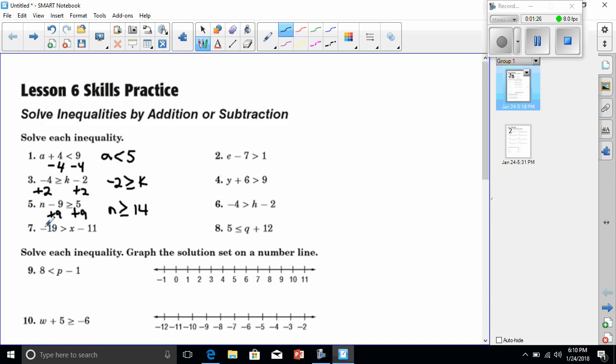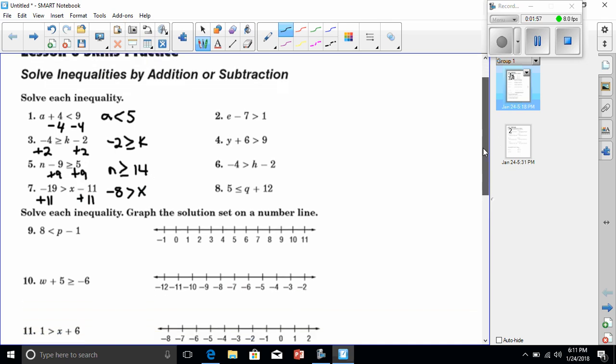Next is number 7. It says negative 19 is greater than x minus 11. Well, to get rid of negative 11, I have to add 11. And of course, that means I'll have to add 11 to my other side. Negative 19 plus 11 is going to give us negative 8. And we know that is greater than x. I'm going to leave the evens for you. Let's go on to the rest of our page.